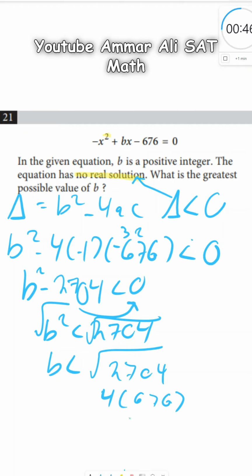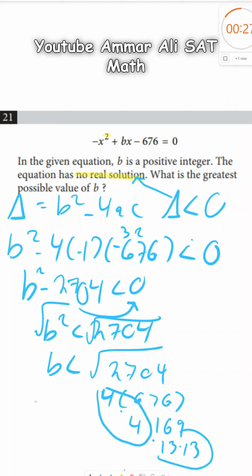This can be further simplified to 4 times 169, and I know 169 is simply 13 times 13, right? So now we figured out all the roots. We just got to bring out the pairs, right? So we have a 4 and we have a 13. So b is less than 4 times 13, or b is less than 52, right?